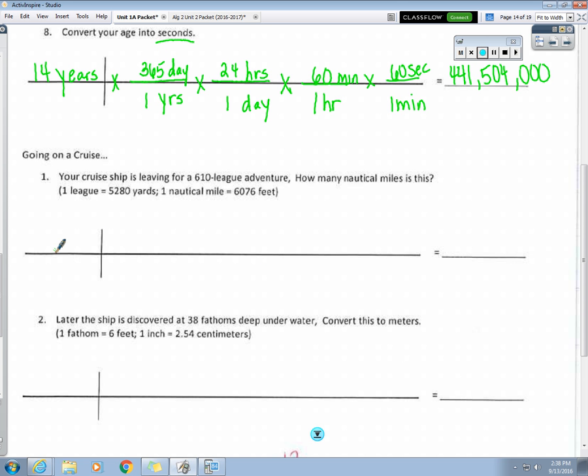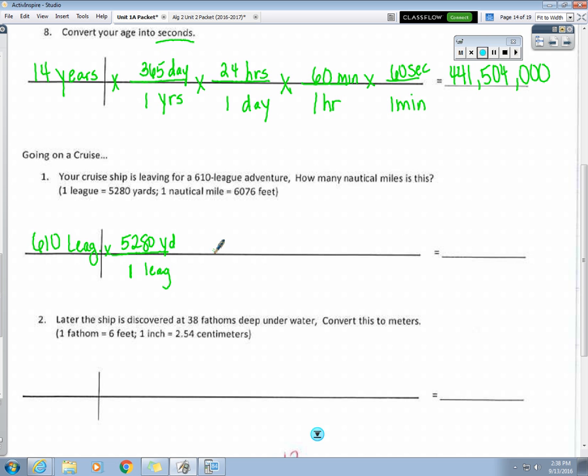Okay, so where do we start our chain? 610 leagues. So that means my next denominator needs to be leagues. And what did the problem tell us about leagues? Right, 1 league is 5,280 yards.